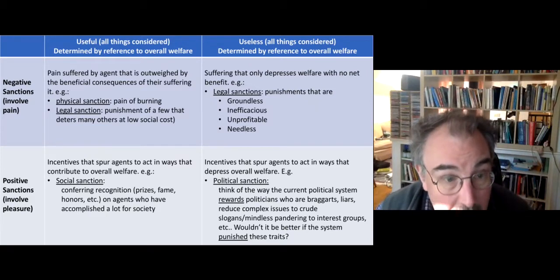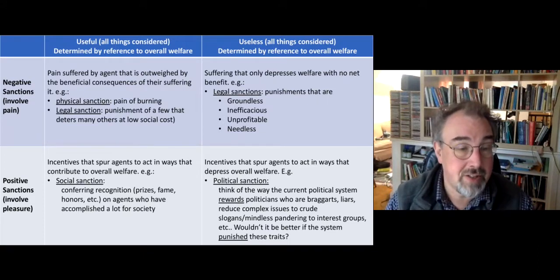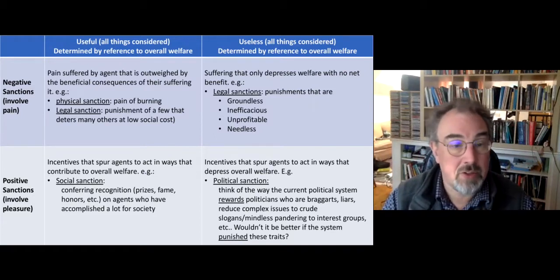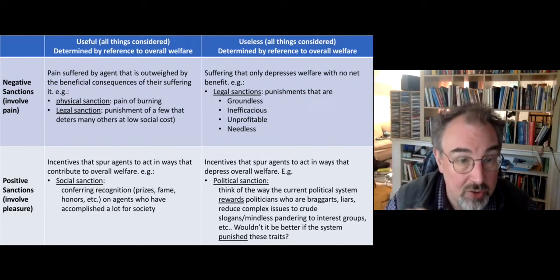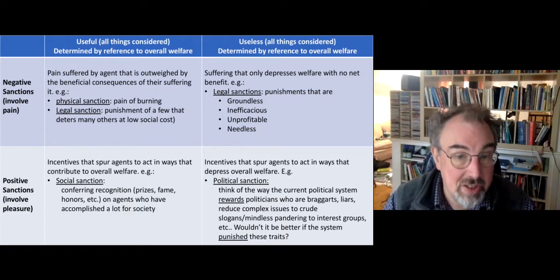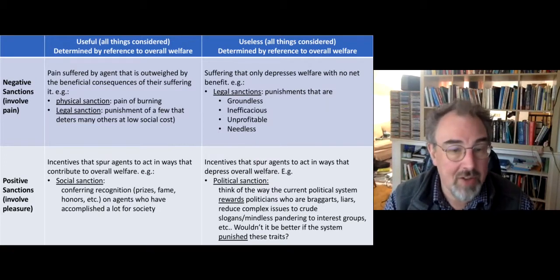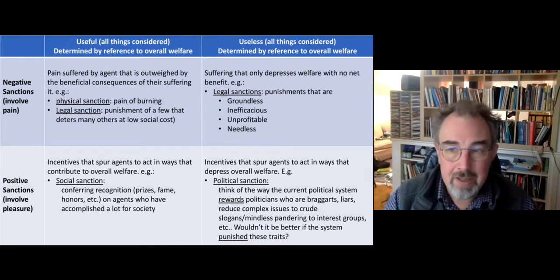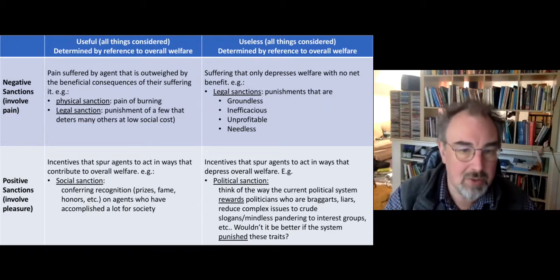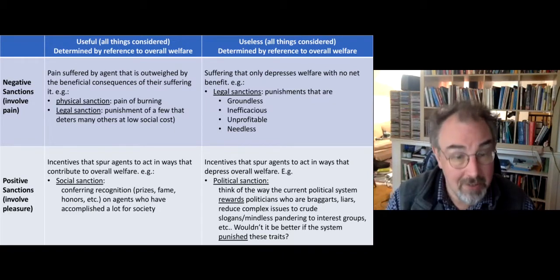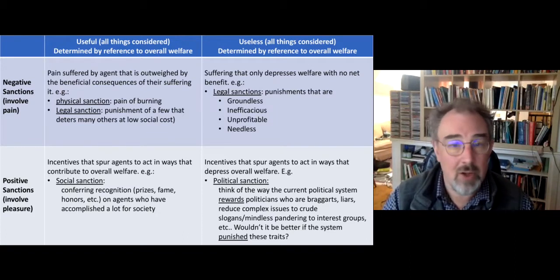Moving down to the southwestern quadrant, this is the possibility of positive sanctions that involve the experience or anticipation of pleasure that turn out to have useful overall consequences from the standpoint of general welfare. These are incentives that might spur agents to act in ways that contribute to overall happiness. So, for example, to take a case that would fall under Bentham's social sanction, think of the practice of conferring recognition in the form of prizes, informal forms of fame, or the conferral of honors on agents who have accomplished a lot for society. The Nobel Prize in medicine will go to people who have come up with drugs that save people's lives. You might think that incentivizing pharmaceutical companies or medical researchers in that way to try to come up with better remedies for painful, horrible diseases is a very good way to use positive sanctions to promote overall welfare.